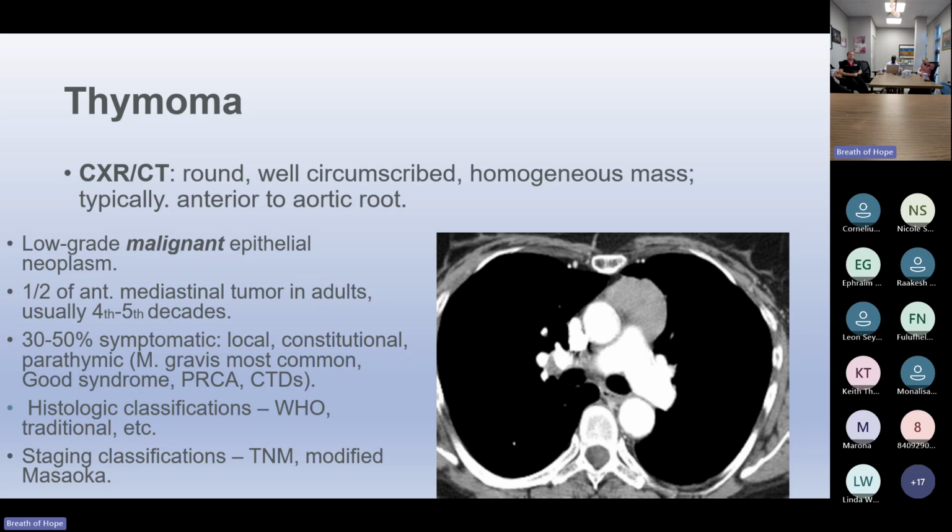30 to 50% are symptomatic, with local or constitutional symptoms, and then parathymic or paraneoplastic syndromes from the thymus. The most common is myasthenia gravis, then Good syndrome, which I'll discuss later, and also pure red cell aplasia, which we see quite a lot of in the government sector. And of course, they can also present with connective tissue disease, so rheumatologists see them because they have arthritis, features of lupus, or scleroderma.